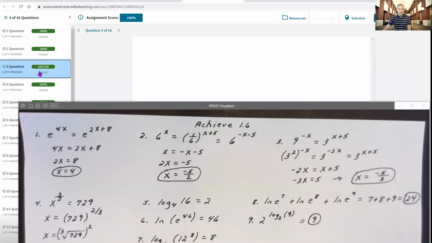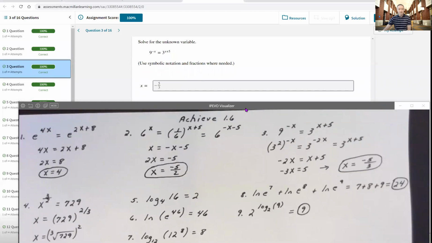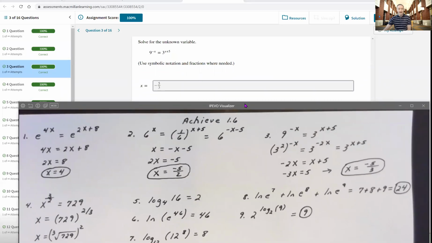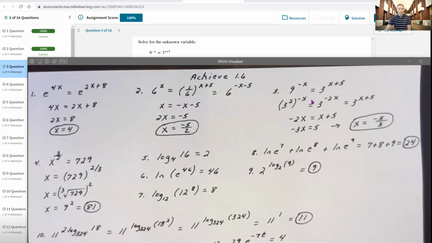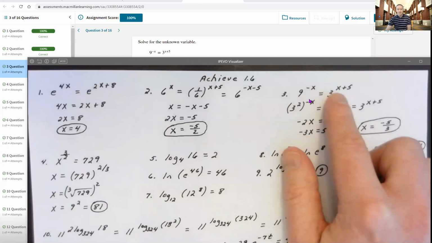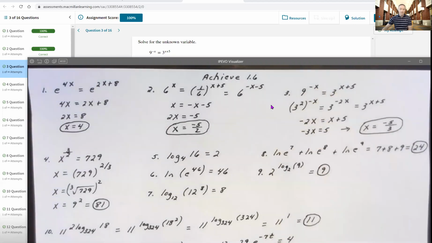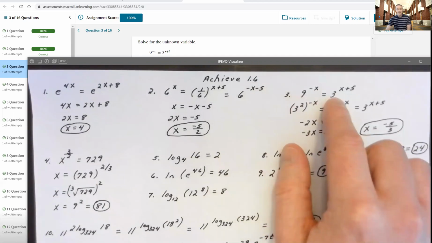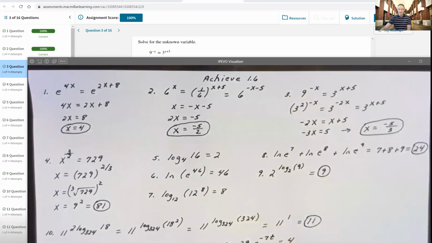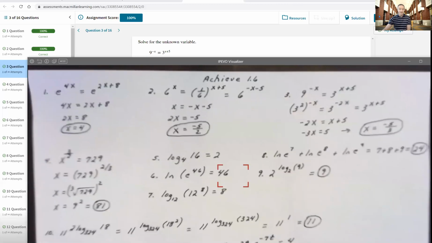For the third one here, similar, we have 9 to the negative x power is equal to 3 raised to the x plus 5 power. Okay, so whenever I'm trying to figure that one out, I would just say, all right, I need to get the same base. Instead of trying to manipulate the base of 3, I can easily manipulate the base of 9, because 9 is the same thing as 3 squared.